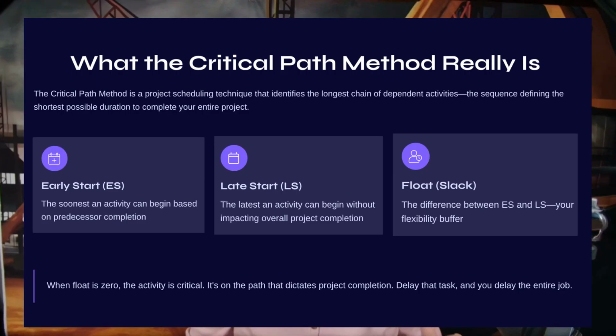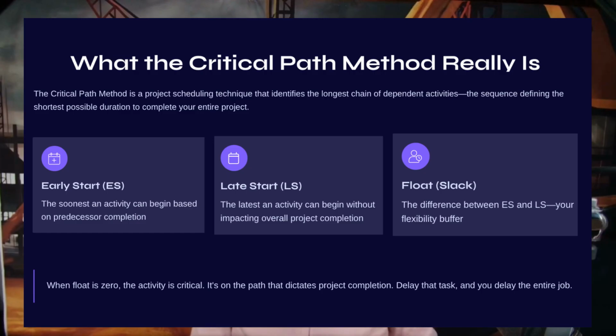Each activity has 3 time frames that you really should pay attention to. First is going to be early start, which is the soonest an activity can begin. Then we're going to have late start, and this is going to be the latest that an activity can begin without impacting the overall project finish date. Float, which some people also refer to as slack, is going to be the wiggle room or difference between the two, between early start and late start.